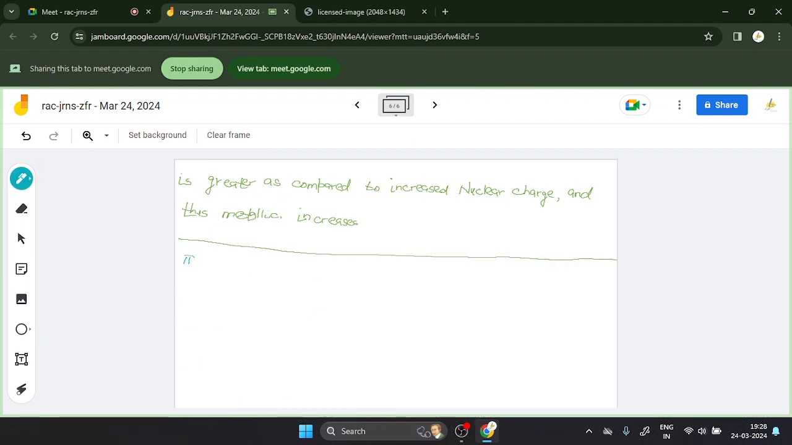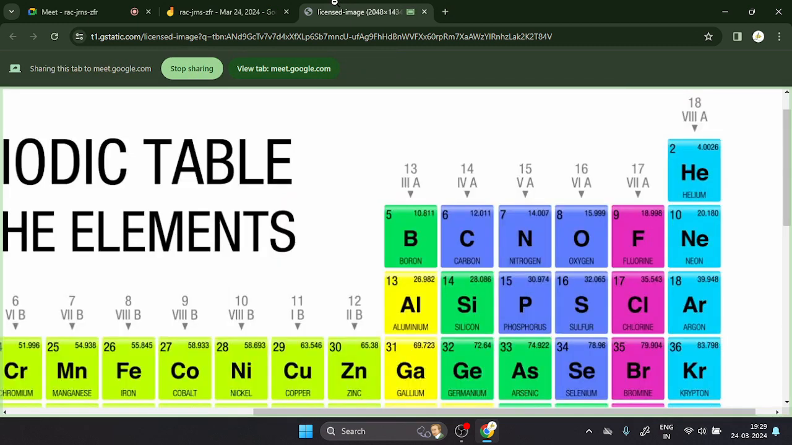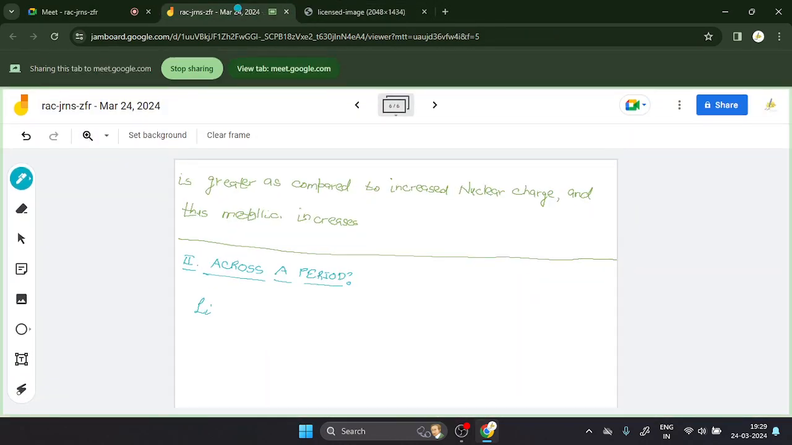Let's understand this. Across a period or along a period. So can you tell me what happens when we go across a period? Because atomic number will increase. See, lithium, atomic number 3 is lithium, then beryllium. Just look here, let me share the screen. See, this is lithium, beryllium, boron, carbon, nitrogen, oxygen, fluorine. Atomic number is increasing, so when atomic number is increasing, what is happening? Nuclear charge is increasing, right?